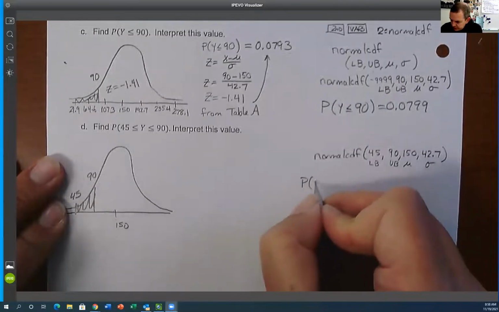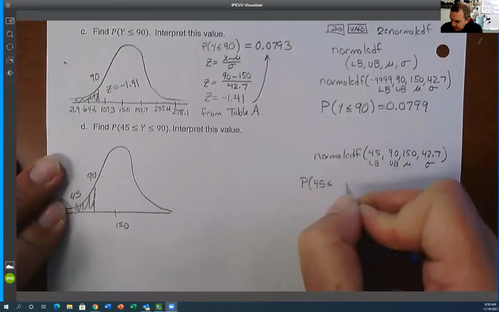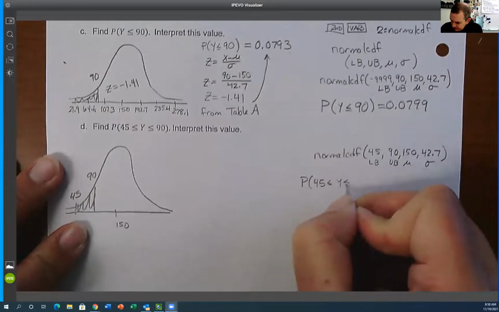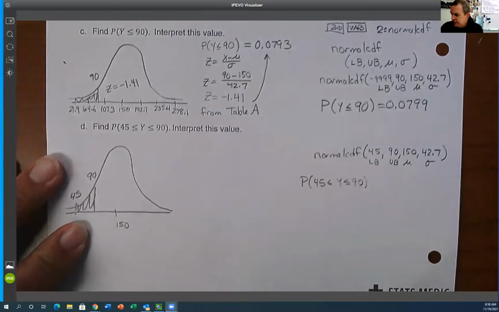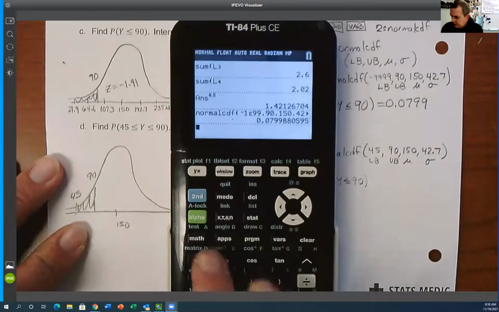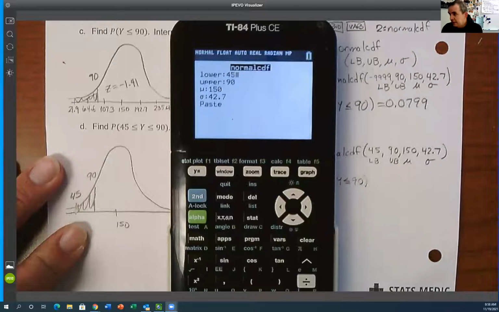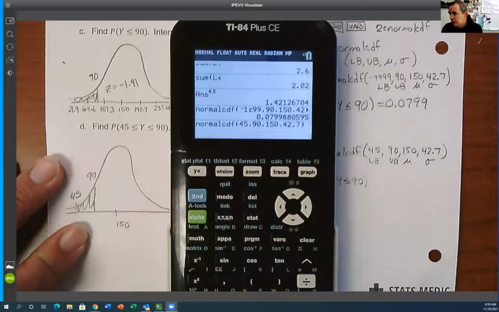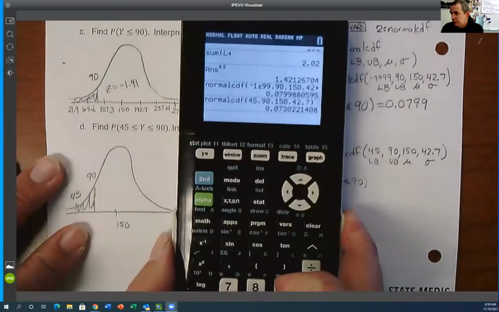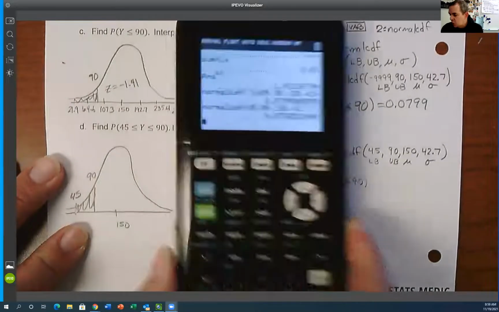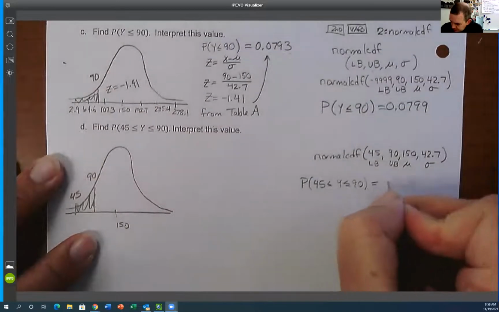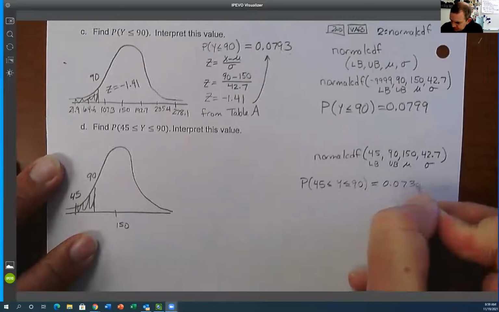So from the calculator, the probability that we're between 45 and 90 is going to be, second vars, normal CDF, 45, enter on through. It's going to be 0.0730. So this probability is 0.0730.